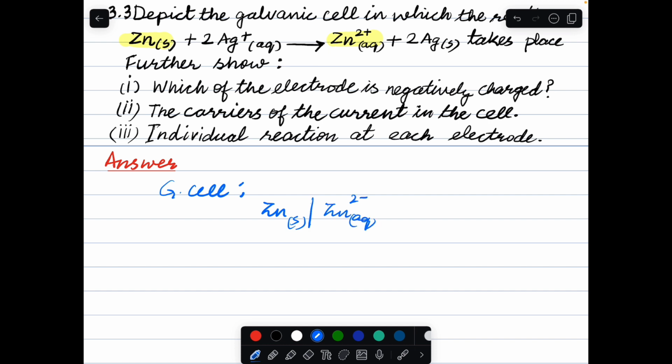Then we have a salt bridge, and after this we will write down the species which is getting reduced.